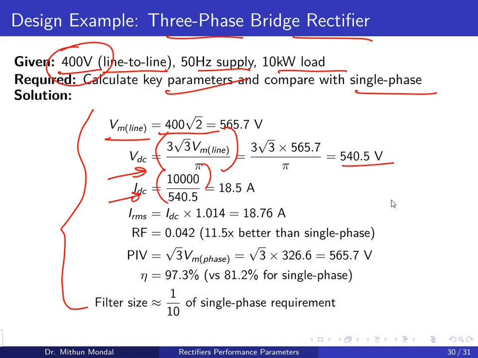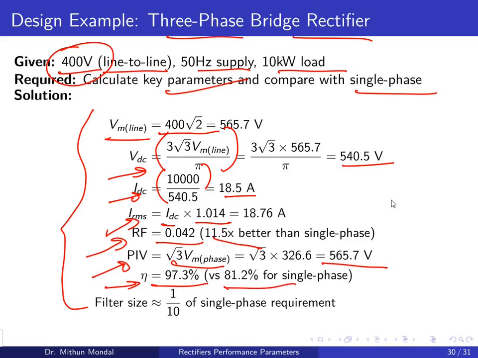IDC is power by voltage, which is 18.5. IRMS is IDC into the form factor, again 1.014. Ripple factor is 0.042, which is 11.5 times better than the single phase. Peak inverse voltage is root 3 times the Vm, which is 565.7. Efficiency is 97.3%, quite good as compared to single phase, which is 81.2. Filter size is approximately 1/10 of the single phase requirement.